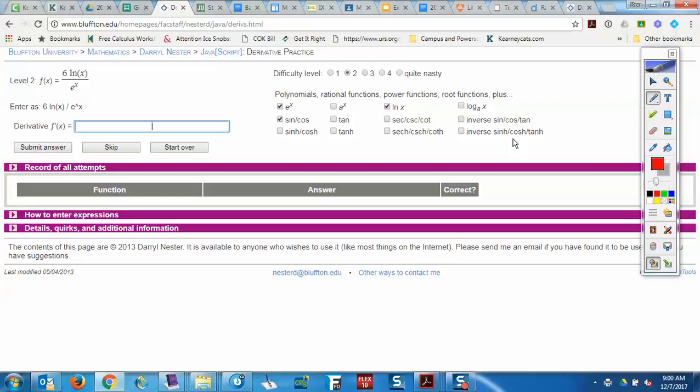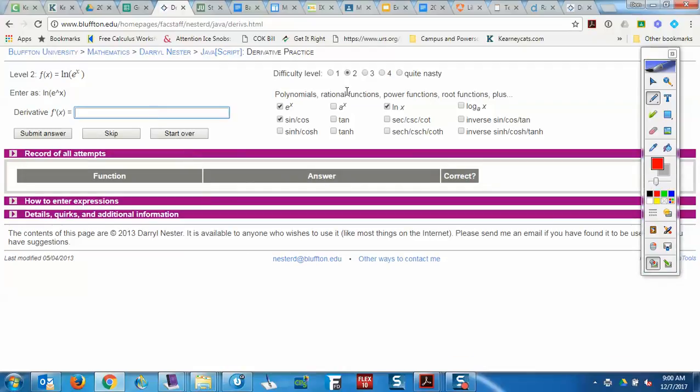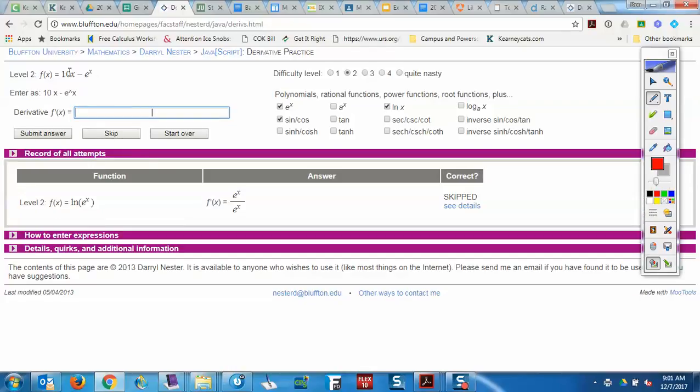Don't worry about a lot of these down here. We'll talk about more of those later. So now you can just say, okay, start over. It gives you ln e to the x and asks for the derivative. Well, that's a silly one. Ln e to the x is x, and so that's just 1. So you type in 1 and get your answer. Hit submit answer or skip it. 10x minus e. So these are pretty easy. Even level 2 is pretty easy. Go to 3.